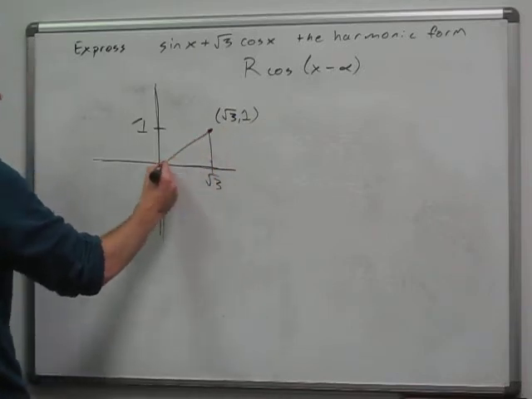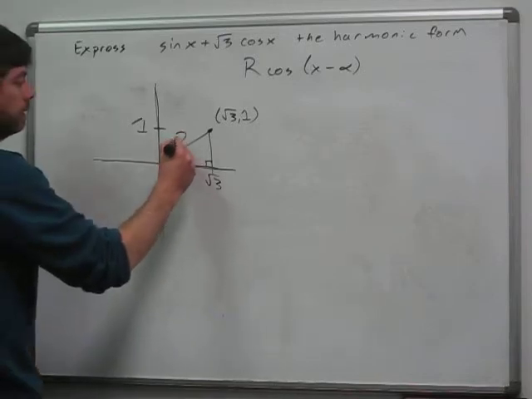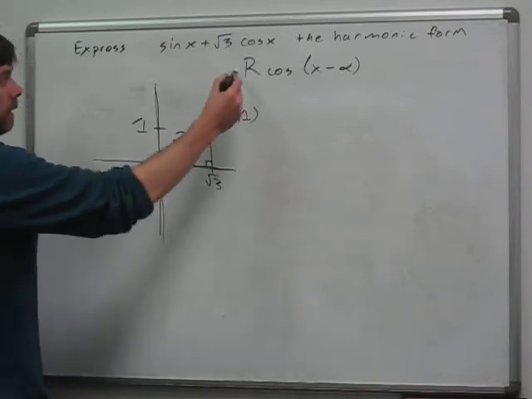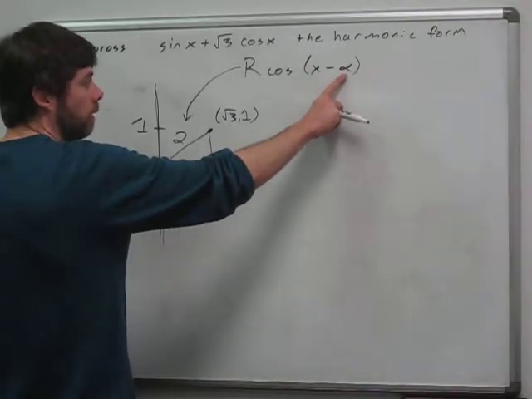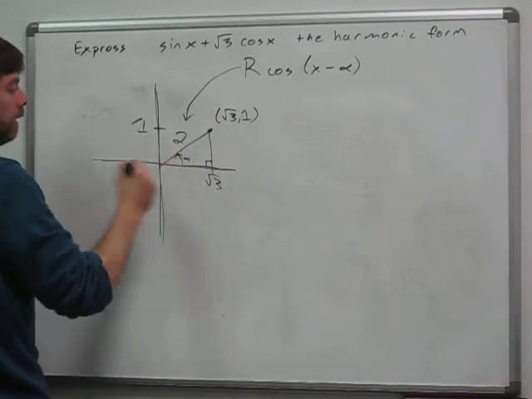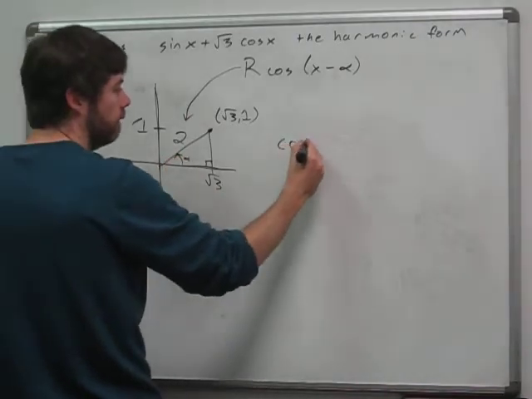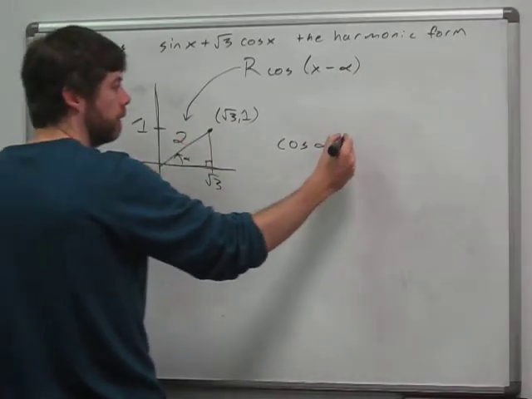And if I draw a right triangle in here, using the Pythagorean theorem, the hypotenuse of that triangle is 2, right? And as we saw in the last video, that hypotenuse length of 2 is going to be our r. What about our angle alpha, or our phase shift alpha? Well, there's the alpha. The cosine of alpha is going to be the x-coordinate over the hypotenuse.